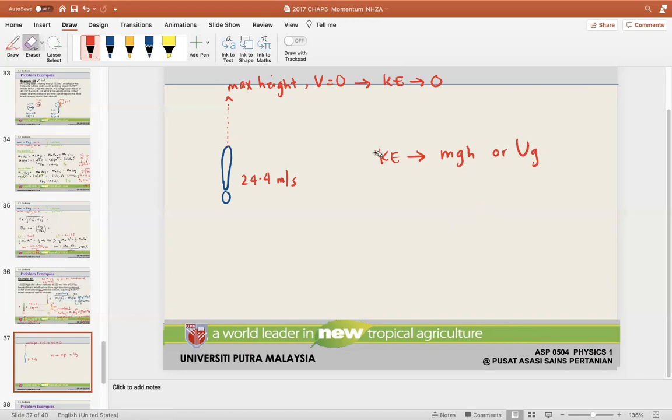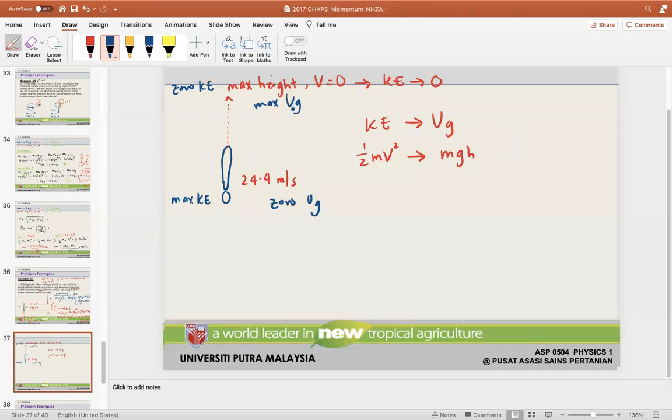Okay. So this guy, this is 1/2 mv². So KE is converted to UG. Here I'm saying I have max KE here, zero KE here, zero potential energy UG, and then we have max UG. They're transformed. Why are we calculating at the maximum height?